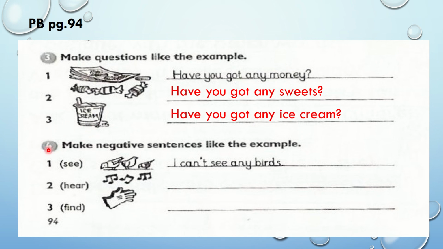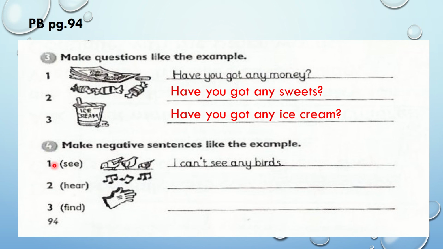Let's have a look at question number 4. Make negative sentences like the example. Here we have a verb to help us create our sentence. Our first question, we have see and some birds. So, I can't see any birds. I cannot see any birds.